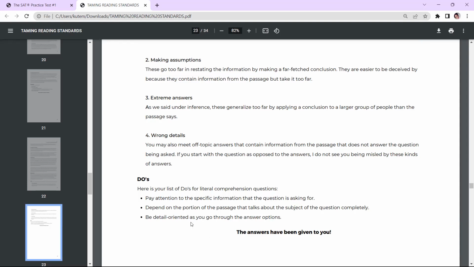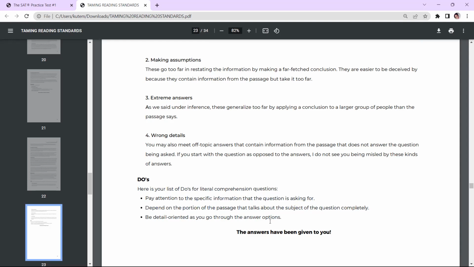And then secondly, depend on the portion of the passage that talks about the subject of the question. This would mostly apply to the previous version of the SAT, because then you had like 95 lines of passage. For this one, the passage is so short that most likely all of it talks about the subject, which is maybe the person or the topic in discussion. But still, the specific information that's being asked will guide you to a specific sentence in the passage. So this part is just saying, make sure you find the portion of the passage that answers the question.